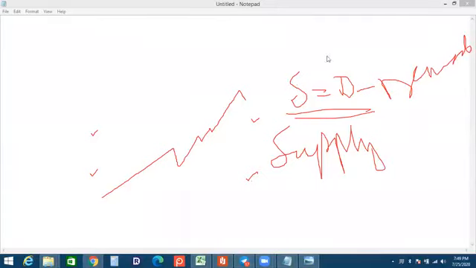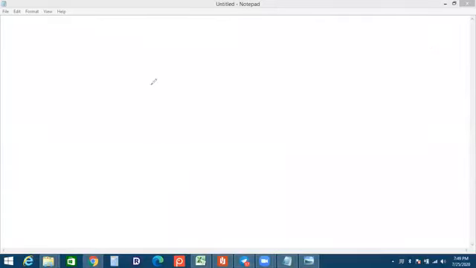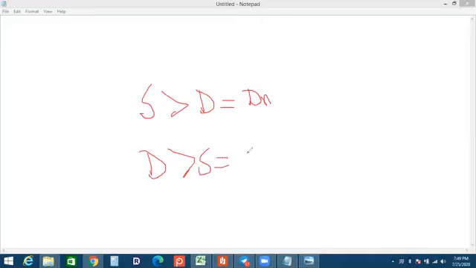Now understand here. If supply is greater than demand, you will see a downtrend. If demand is greater than supply, you will see an uptrend. If demand is equal to supply, you will see a range.